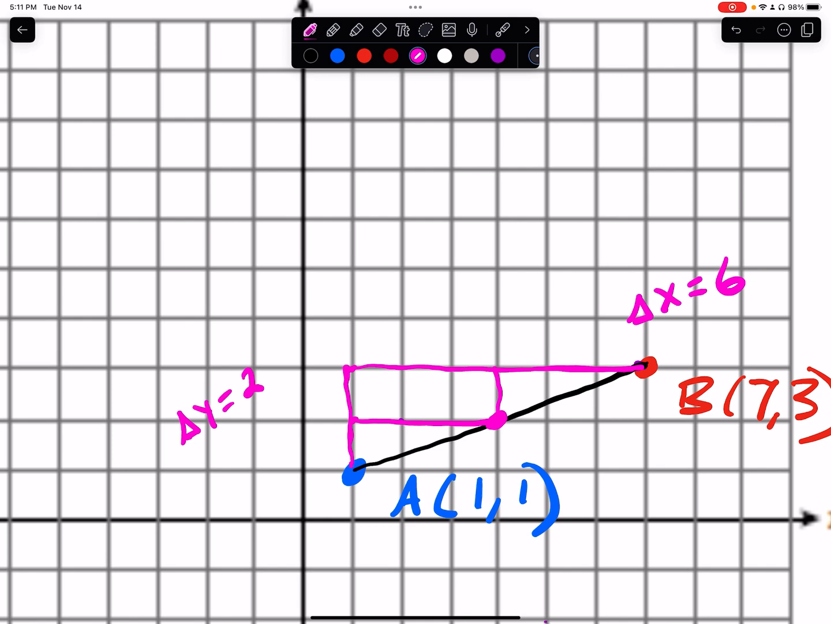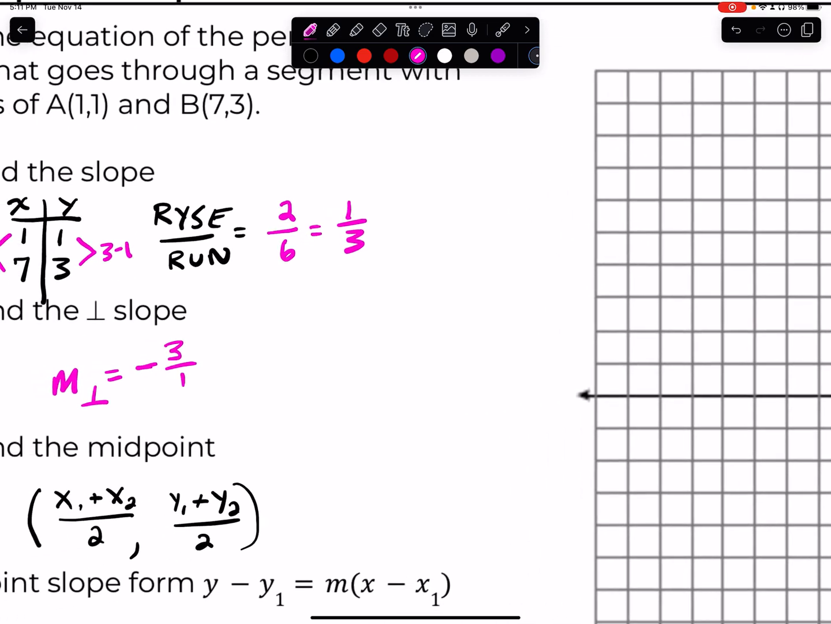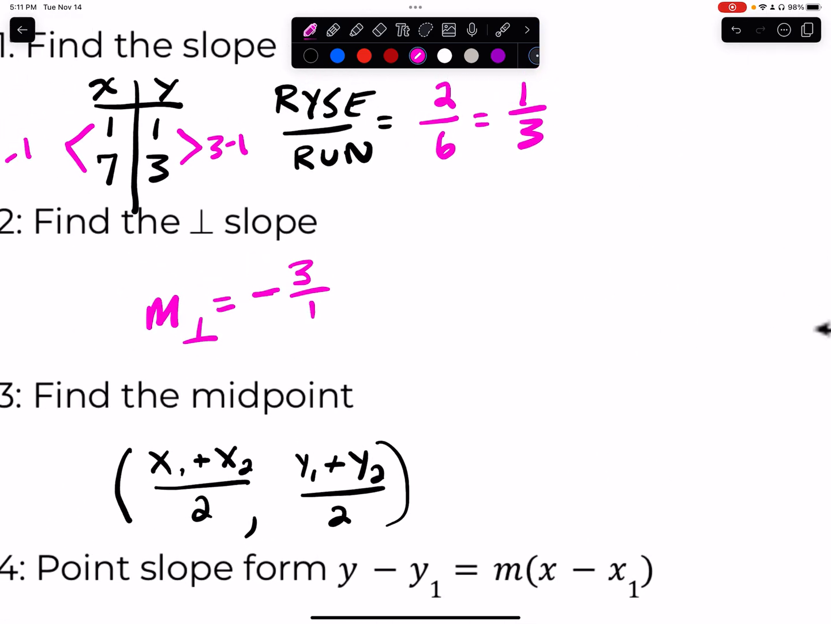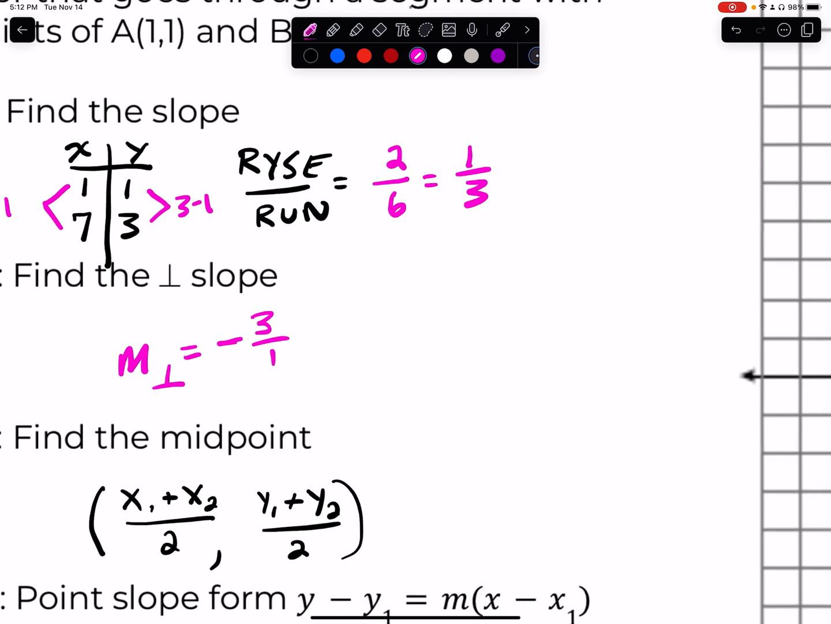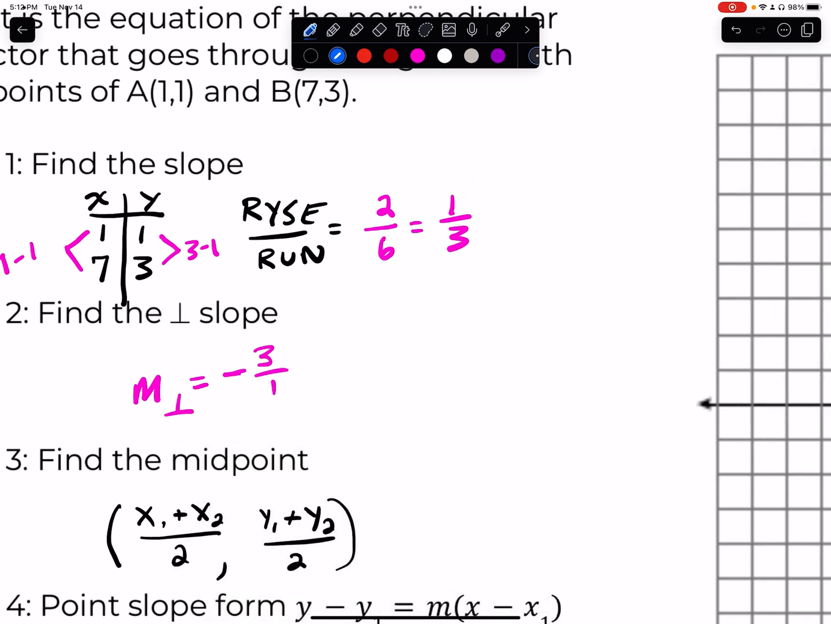Well, let's take a look at that algebraically, right? How are we going to calculate the midpoint? Really what the midpoint is, we're averaging the x's and then averaging the y's, right? So if I take the x values, you can see I've got 1 and 7. So 7 plus 1 divided by 2 is going to be the x value of the midpoint.